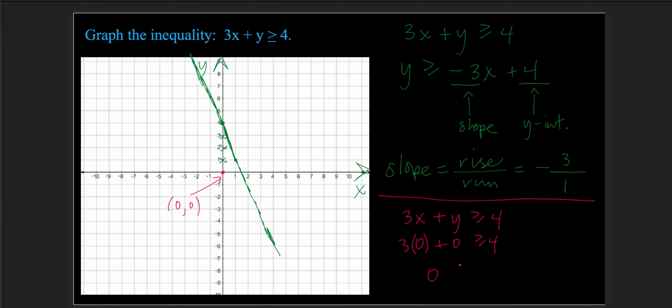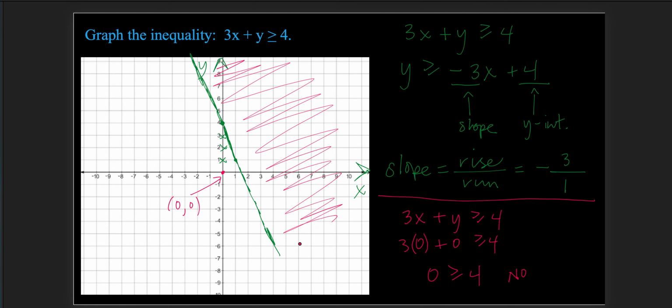That pretty much makes 0. So is 0 greater than or equal to 4? That's what I've got to ask. I'm looking to see if this is a true statement. Is 0 greater than or equal to 4? No. Okay. So that means I shade this way.